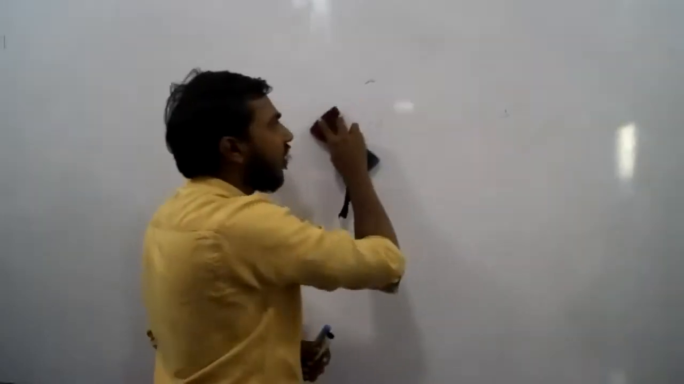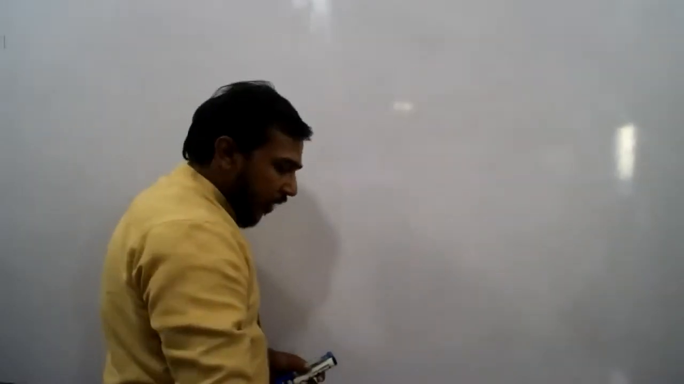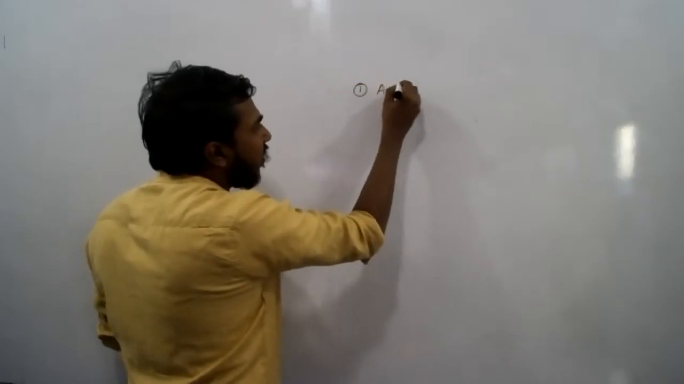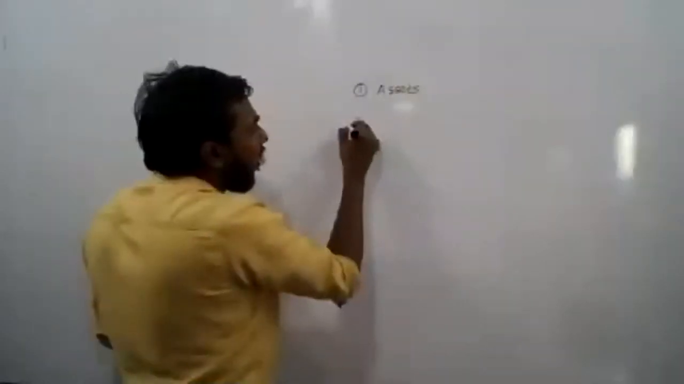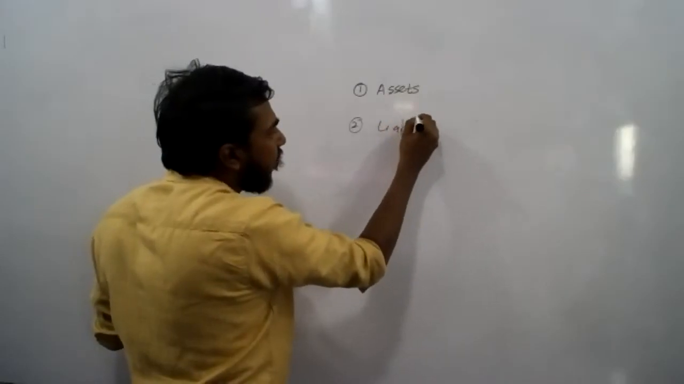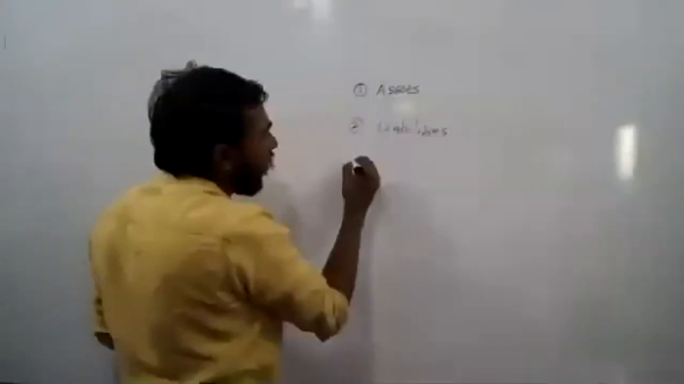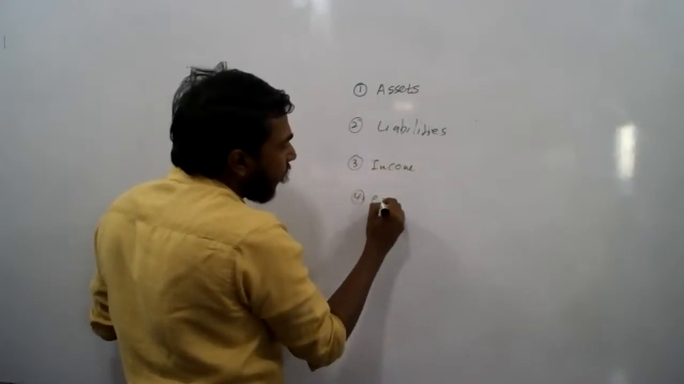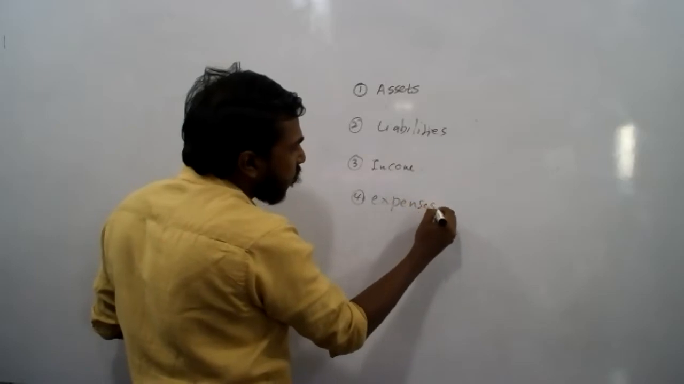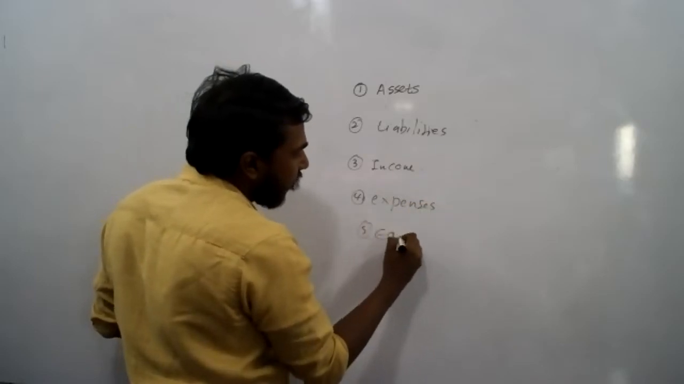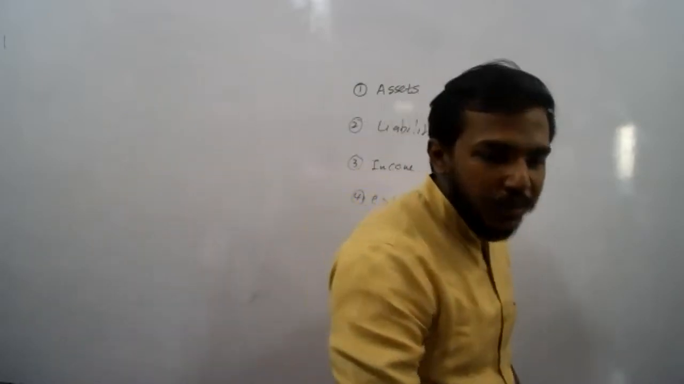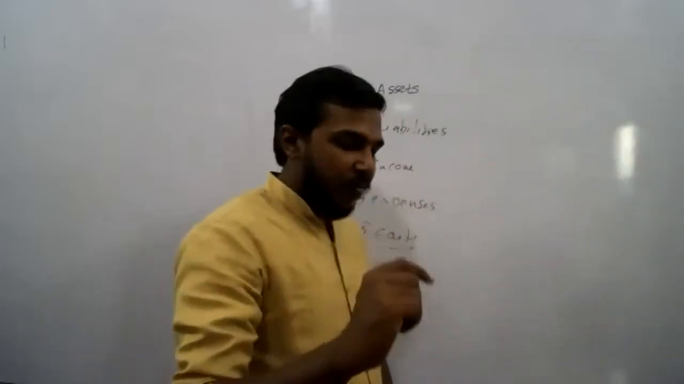So first thing is, you all know in accounting there are 5 family members. One is assets, the other one is liabilities, then income, then expenses, as well as the equity. These are the 5 family members in the family which is called accounting.